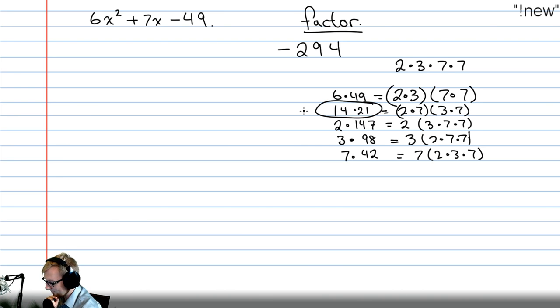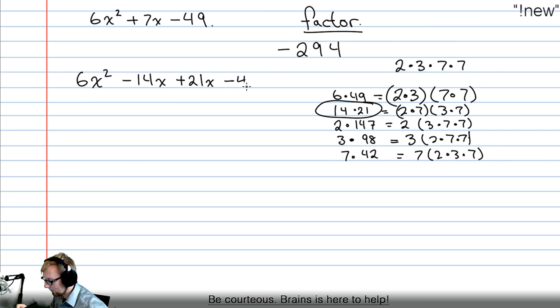You have 6x squared minus 14x minus 21x. Oh, okay, hold up. What are the signs? Remember, they multiply to give you a negative, and then they add to give you plus 7. So then you'd have plus 21x minus 14x minus 49. Yeah, I'll write it your way. I'll just swap it. So plus 21x minus 14x.